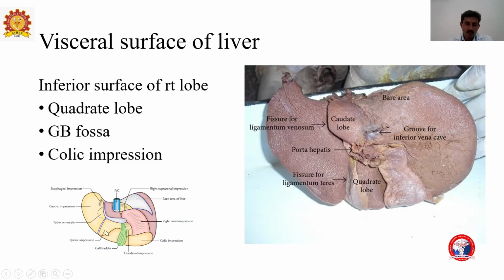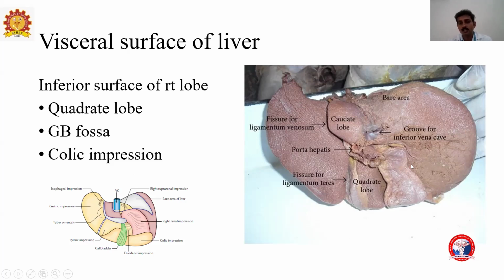We also have pyloric impression and duodenal impression. What are the impressions on the right side? We have quadrate lobe, gallbladder fossa, colic impression. Above the colic impression, we have the duodenal impression and right renal impression. So right kidney is also making an impression on this part.